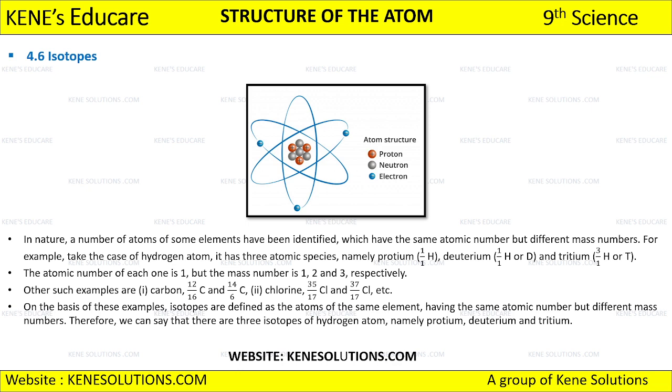So on the basis of these examples, we can define isotopes as atoms of the same element having the same atomic number but different mass number. Like for hydrogen, we had protium, deuterium and tritium, right? They are the atoms of the same element, they have the same atomic number but their mass number is different. Got it? So the atomic number is going to be the same, but the mass number is going to be different. This is what we know as isotopes.